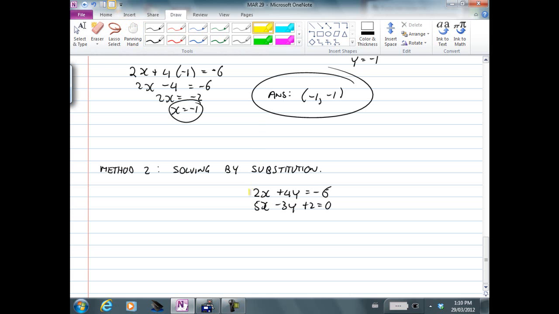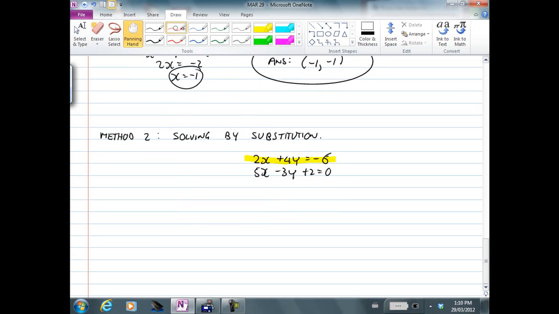Yep. So Harmeet says, hey, this equation looks easier to work with. I want you to take a minute and find x. Solving by substitution means you're going to choose one equation that you think is easiest to work with and find the easiest letter, x. Solve for x right now. Get x by itself.